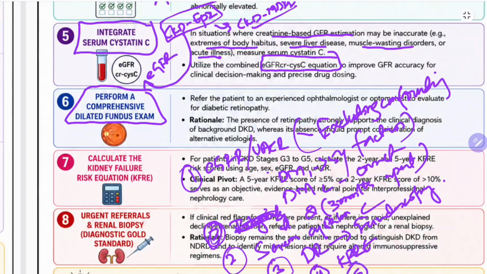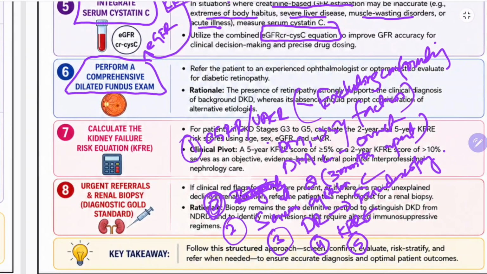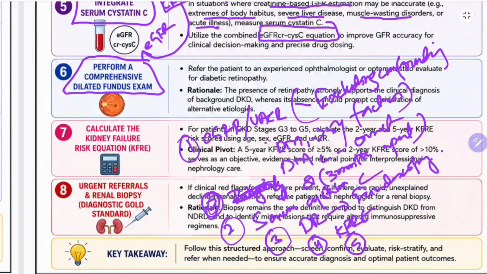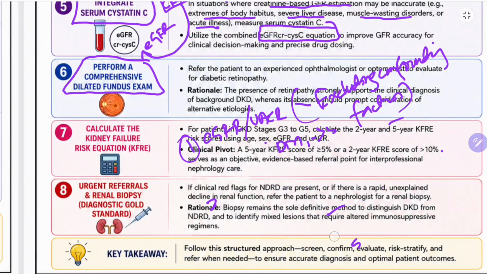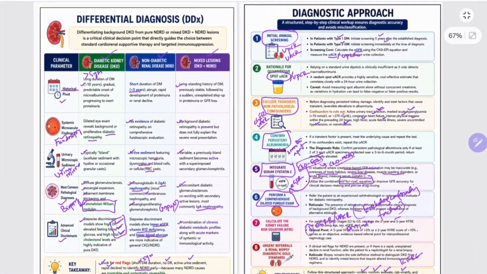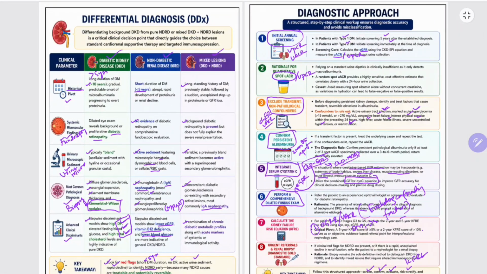And in some cases, urgent situations, biopsy related, at that time also we should refer the patient whenever we are suspecting NDRD. Key takeaway is: screen, confirm, evaluate, risk stratify by KFRE, and refer when needed to ensure accurate diagnosis and optimal patient outcomes. So that's a step-by-step approach of investigations.